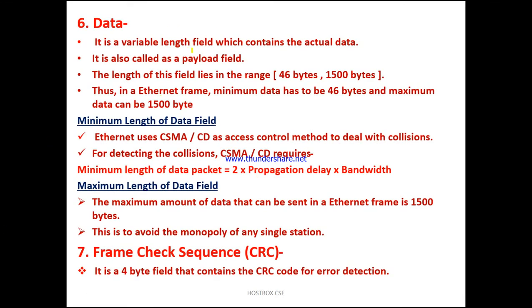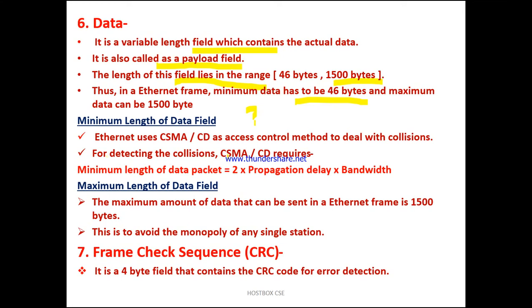It's a variable length field which contains the actual data, and it is also called the payload field. The length of the field lies in the range of 46 bytes to 1500 bytes. So the minimum data to be sent is 46 bytes and the maximum data can be 1500 bytes. Now the question is, what is the minimum length of the data here? Ethernet generally uses CSMA/CD as the access control method to deal with collisions.